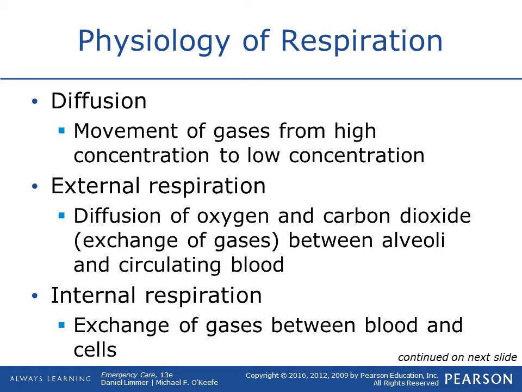External respiration is the diffusion of the oxygen and CO2 between the alveoli and the blood. But internal respiration is the exchange of gases between the blood and the cells. So it's external respiration that gets everything down to the alveoli level into the blood. But then internal respiration is, once it's in that bloodstream, what happens at the cellular level. So internal respiration is cellular, external is more volume and into just the bloodstream.